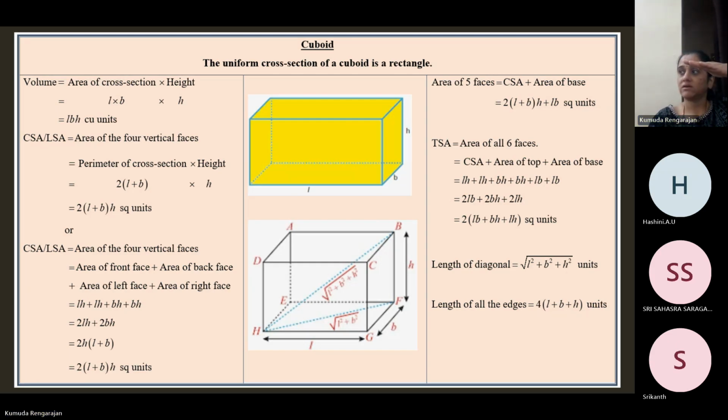Top, L into B. Bottom, front face. What's Sahasra, what's the area of the front face? LB. Front face. What is the area of the front face of a cuboid? I don't know. Hasini?